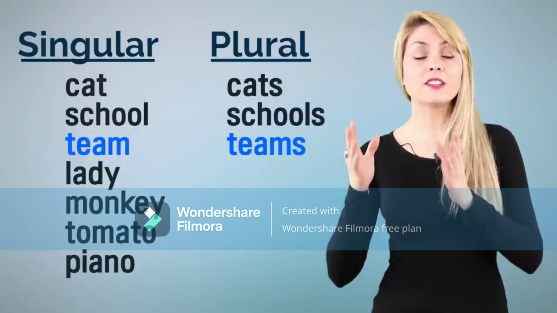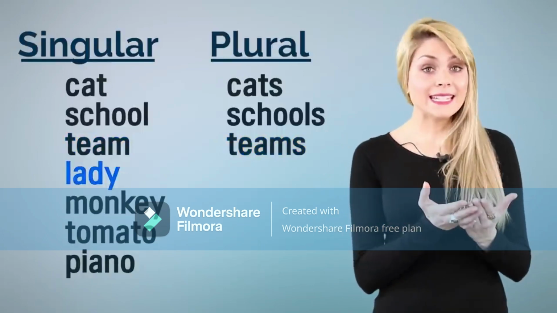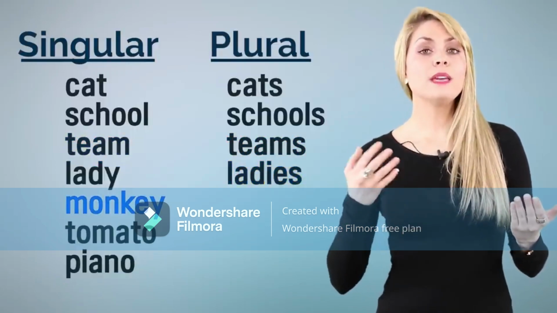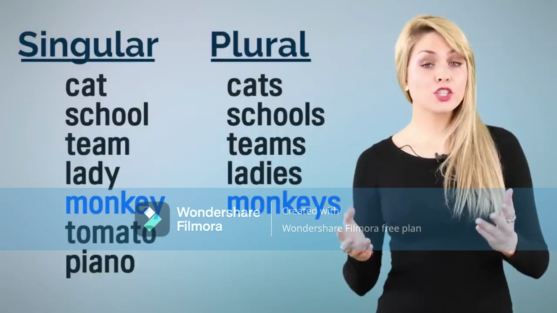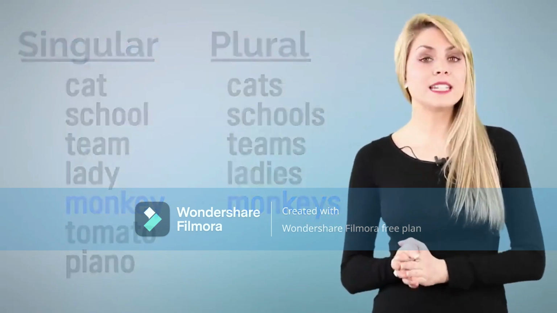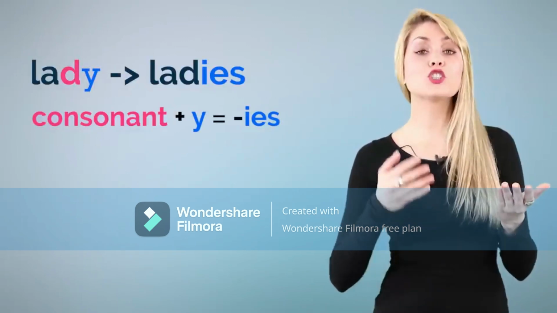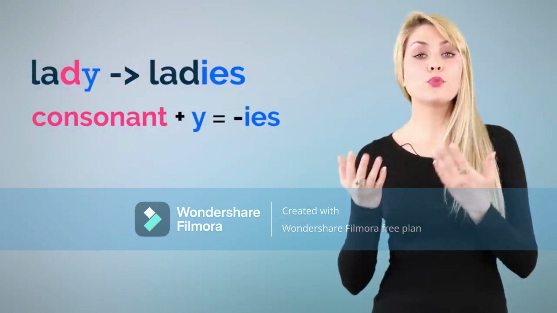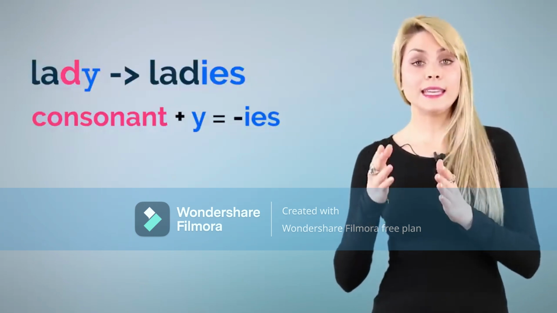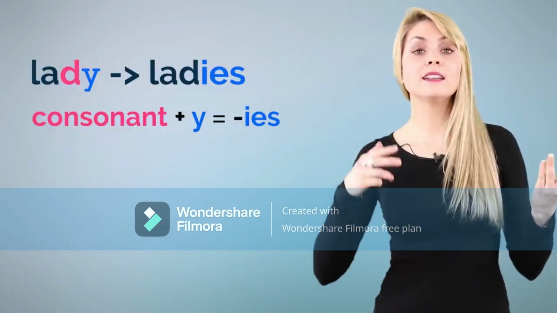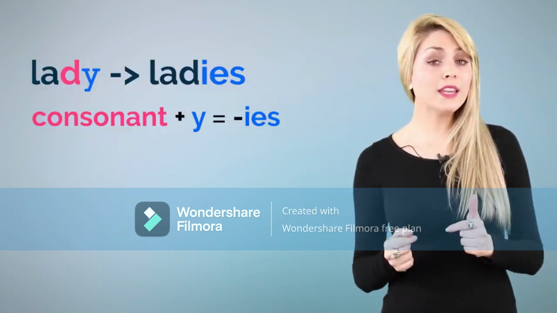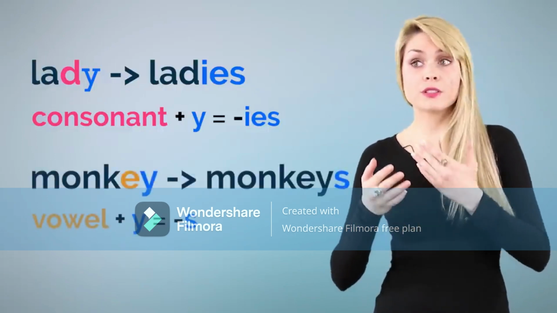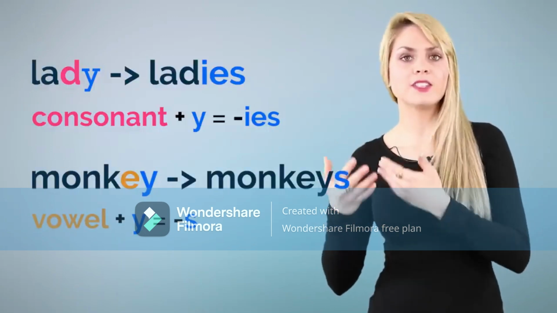Okay, so you just add an S. Now, lady becomes ladies. Monkey becomes monkeys. But two different rules. As you can see, lady is consonant Y. Now, when you have consonant Y in an English word, the plural will be I-E-S. Lady, ladies. But when you have vowel Y, like monkey, it just becomes monkeys. You simply add an S.